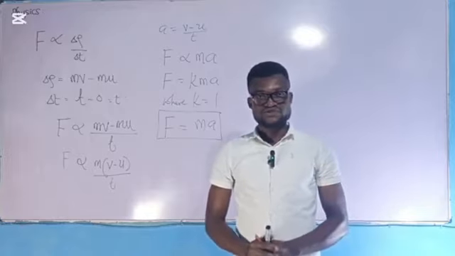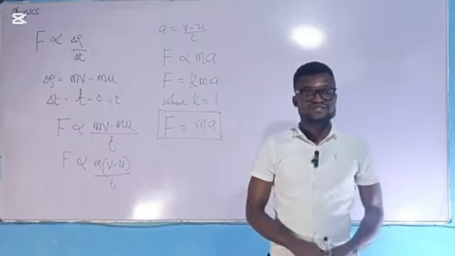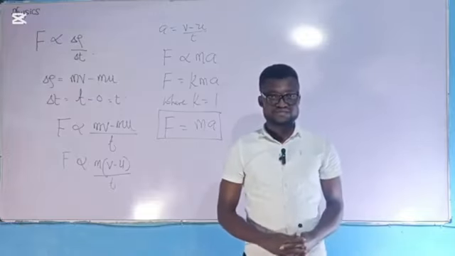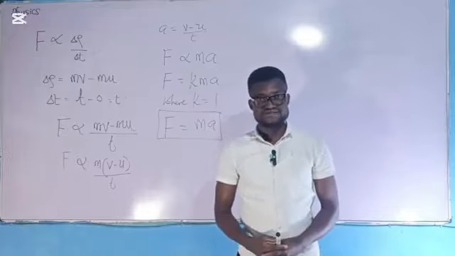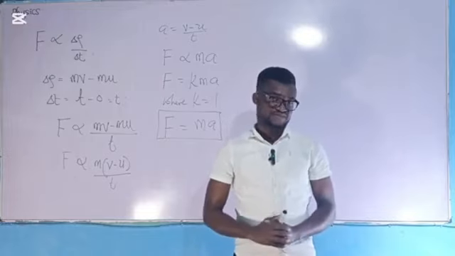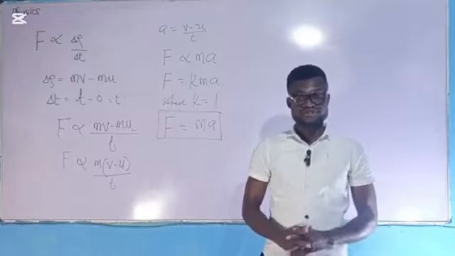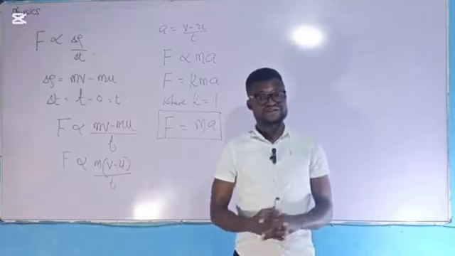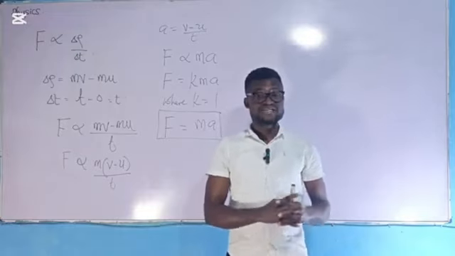Now let's get to the third law. The third law states that in every action, there must be a reaction, and the action and reaction are equal and opposite. I repeat, the third law of linear motion states that in every action, there must be a reaction, and the action and reaction are equal and opposite.